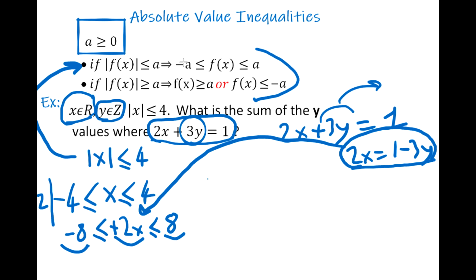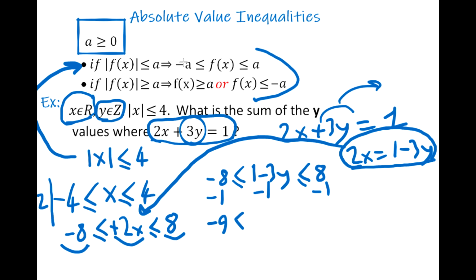And because we have 2x as this, I'm going to just plug that in here. Once you do it, we're going to have negative 8 less than or equal to, instead of 2x, I'm going to write 1 minus 3y, guys. That is less than or equal to 8. And here we're going to obtain y. Subtract 1 from all sides. Once you do it, you're going to have negative 9 less than or equal to negative 3y, and that is less than or equal to 7, guys. And divide all sides by negative 3.